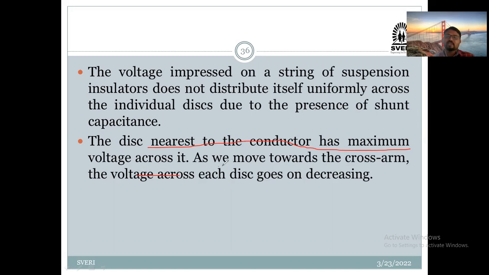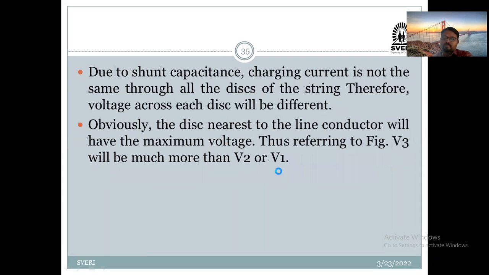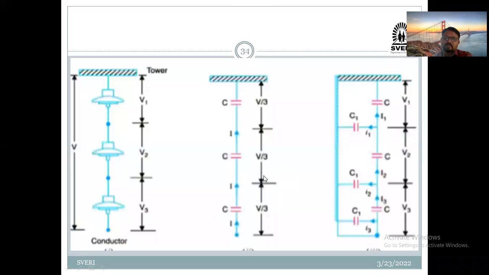See, and what they are saying, as we move towards this cross arm, where is the cross arm? Sakani lakshat gya, cross arm kuta present hai baga. Where is that cross arm present? Okay, this is nothing but your cross arm.